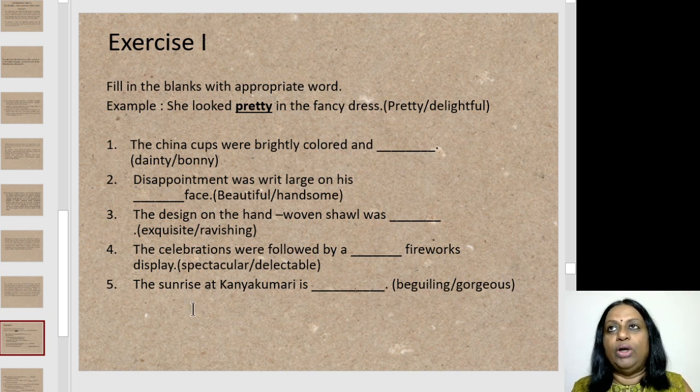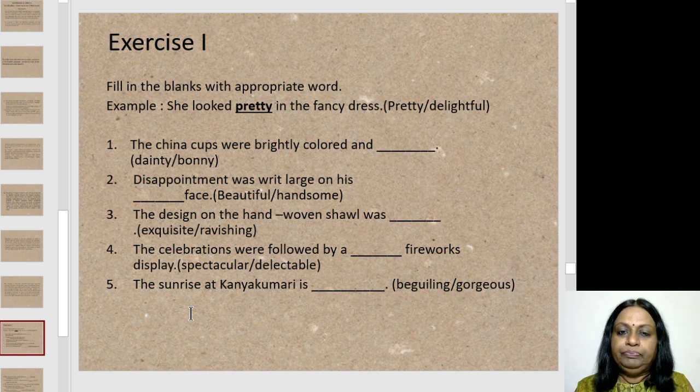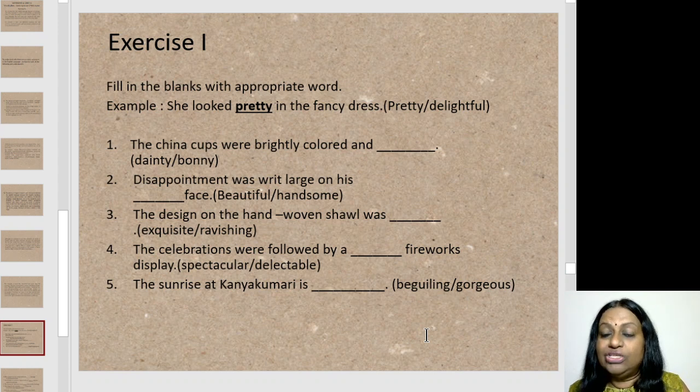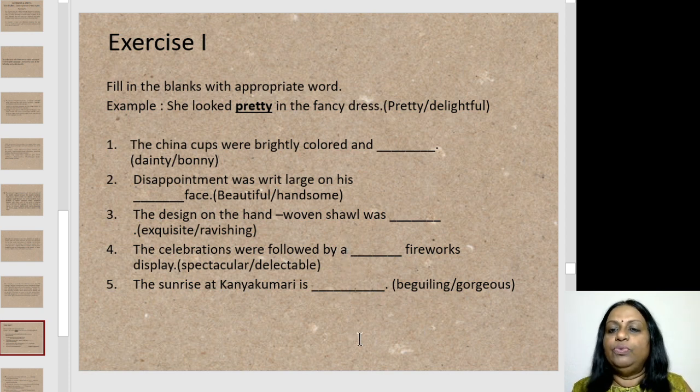So remember, use the right synonym in the right context. That's why I said building your vocabulary is important, with reading, picking up words, and using them in the right context, understanding their meaning so that you know where to use the right word. Let's look at the next fill in the blank. Disappointment was writ large on his dash face. Beautiful, handsome. Now, his is giving you the clue. Obviously, we are talking about the masculine gender, the male. So we will use the word handsome. Disappointment was writ large on his handsome face.